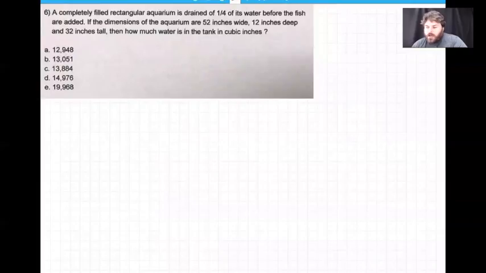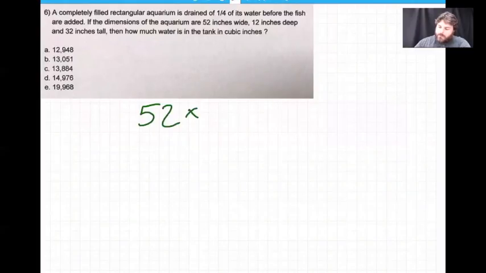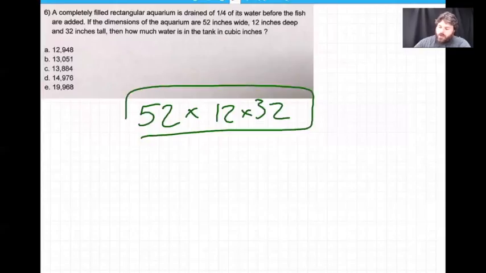All right. A completely filled rectangular aquarium is drained of 1/4 of its water before the fish are added. If the dimensions of the aquarium are 52 inches wide, 12 inches deep, and 32 inches tall, then how much water is in the tank in cubic inches? All right, so we know the total is 52 times 12 times 32. That's the total that could fill the tank.